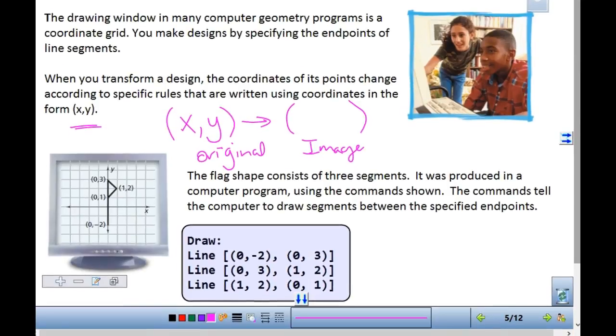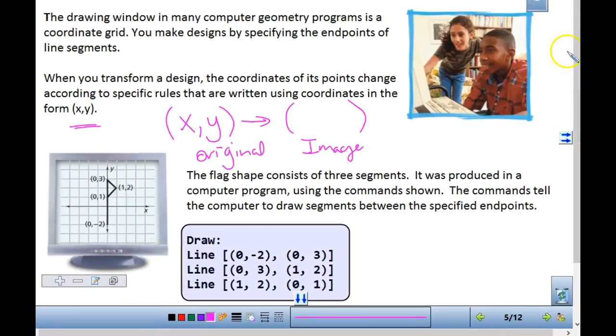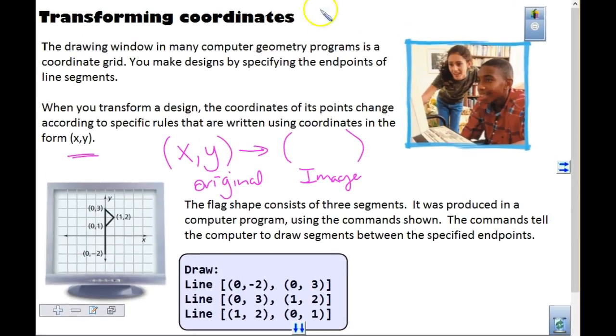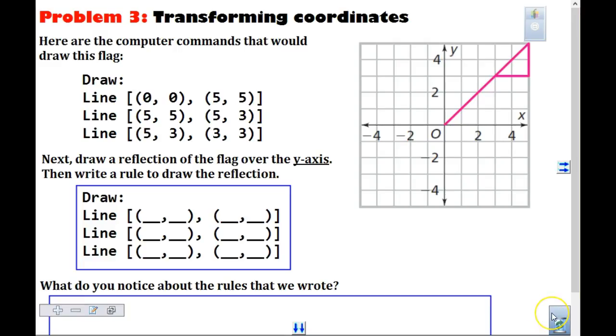So I want you to see how they came up with this for the flag. Okay. 0, -2, that's where the flag started. Goes all the way up to the top. Then it goes from 0, 3 to this 1, 2. So 0, 3 to 1, 2, that's this line of the flag, right? 1, 2 to 0, 1, that's this line of the flag. Just so you're kind of figuring out where they're using this, okay?